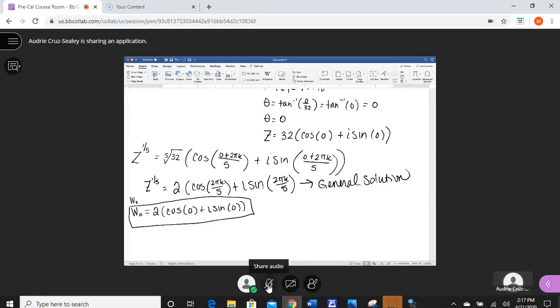Just a particular solution. So this is your general solution. So if I said, hey, what is W of 2? That means it wants you to take the complex number that you came up with for the general solution, and we're going to put 2 in for k. So then wouldn't this be 2 cosine of 4 pi over 5 plus i sine of 4 pi over 5?